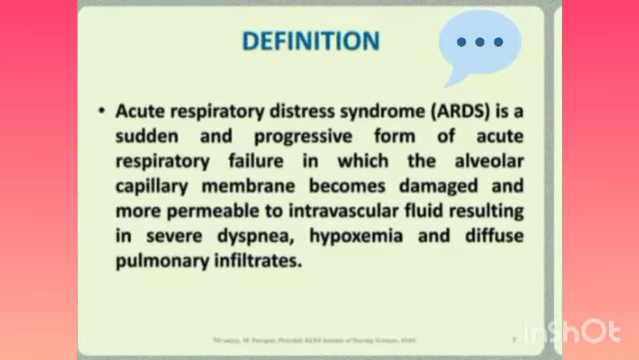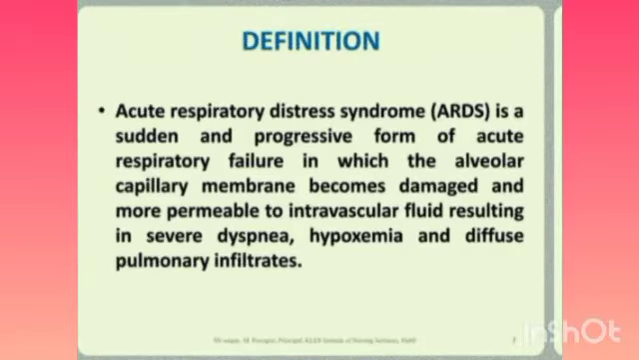Today we will discuss ARDS. The definition of ARDS is the sudden and progressive form of acute respiratory failure in which the alveolar capillary membrane becomes damaged and more permeable to intravascular fluid, resulting in severe dyspnea, hypoxemia, and diffuse pulmonary infiltrates. It not only includes intrapulmonary pathology, it also includes extrapulmonary causes like the heart and others.